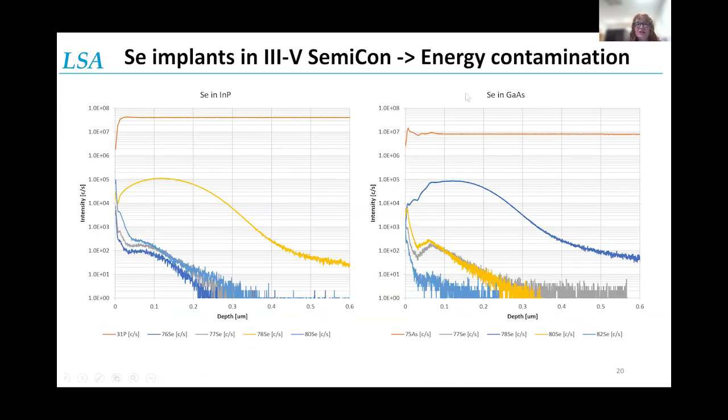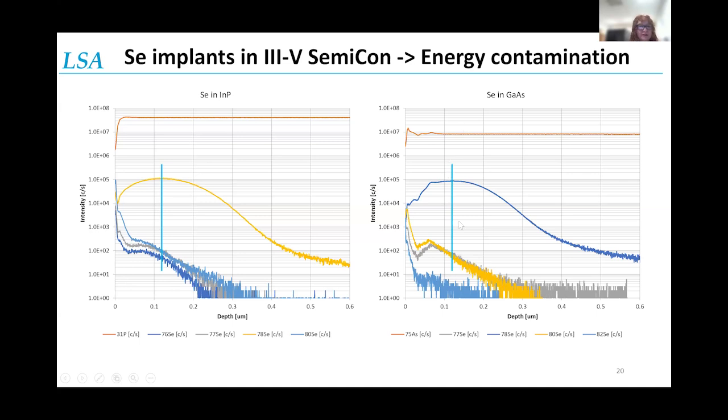A different type of contamination that we can get in implants is energy contamination. So we can see here, these are selenium implants, both in indium phosphide and gallium arsenide. And we have a lovely Gaussian shape of an implant in the major isotope, 78 selenium. But then we've also got what look like implants at the lower isotopes, but they've not got the Gaussian shape to them, and the peaks don't overlay.